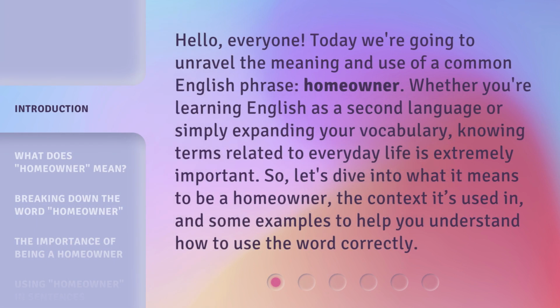Hello, everyone. Today we're going to unravel the meaning and use of a common English phrase, homeowner. Whether you're learning English as a second language or simply expanding your vocabulary, knowing terms related to everyday life is extremely important. So, let's dive into what it means to be a homeowner, the context it's used in, and some examples to help you understand how to use the word correctly.